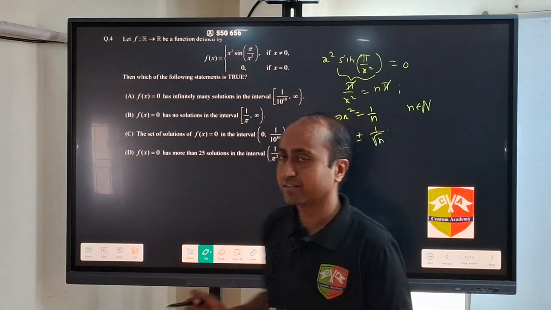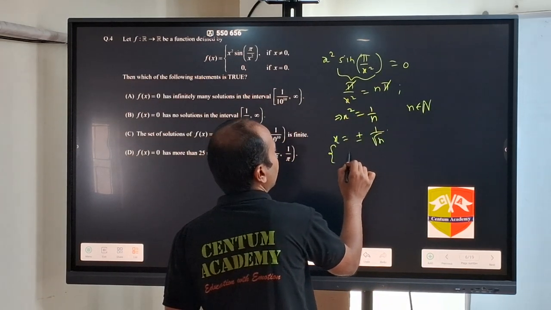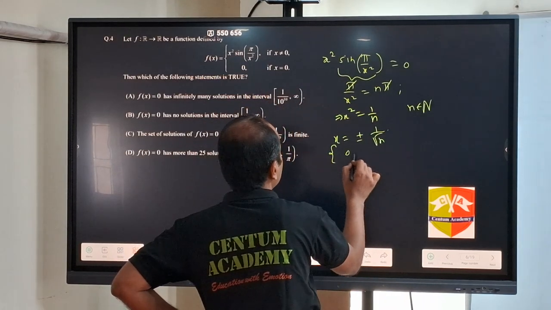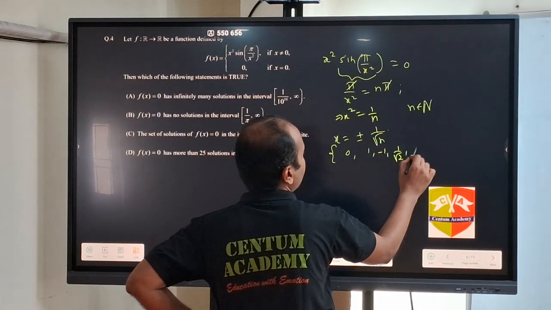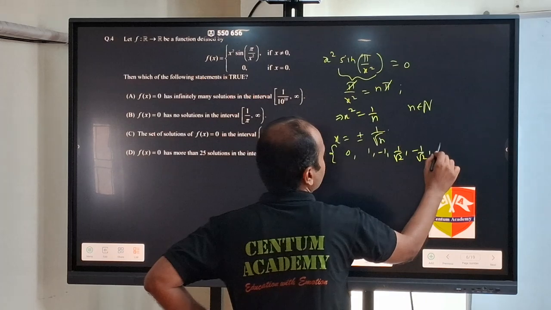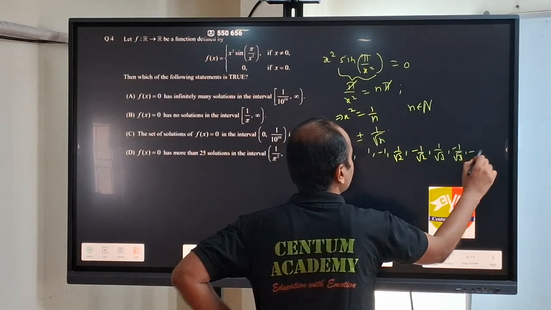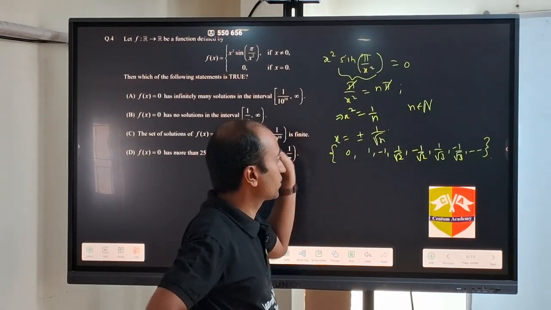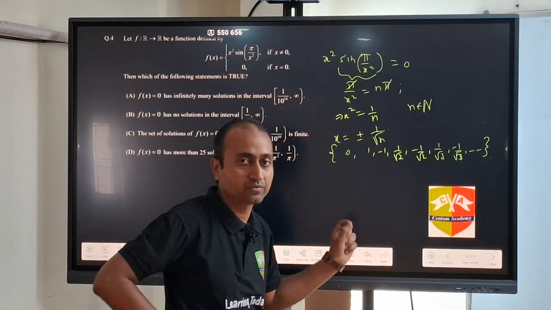So, if I write this in roster form, if I write a couple of these elements: now, at 0, it is 0, of course. So, 0 is one of the roots. Another is 1, minus 1, 1 by root 2, minus 1 by root 2, 1 by root 3, minus 1 by root 3, and so on. Now, if I talk about all the positive solutions, all of them are less than or equal to 1. There is no positive solution which will be greater than 1.